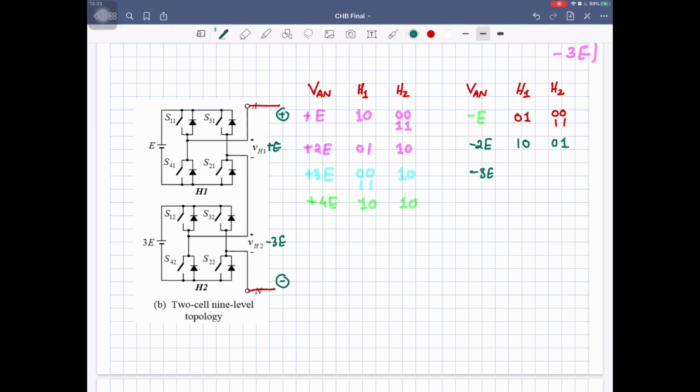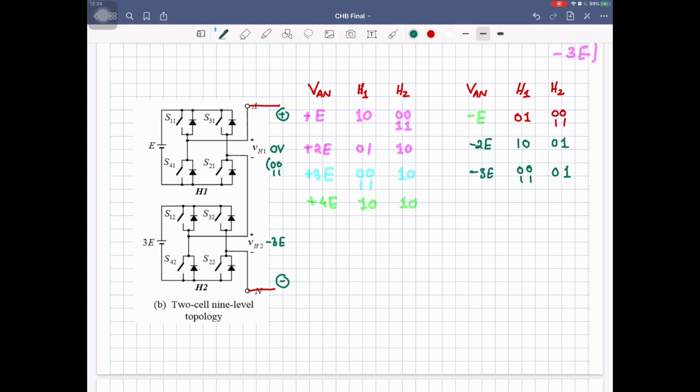To get minus 3E, I can use only the lower inverter and keep the upper inverter in the off state. So let me apply the combination over here. From here I want to get 0 volt, and from here I want to get minus 3E volts. So the switching code will be either 0 0 or 1 1, and in the lower inverter it will be 0 1. So I will get minus 3E.